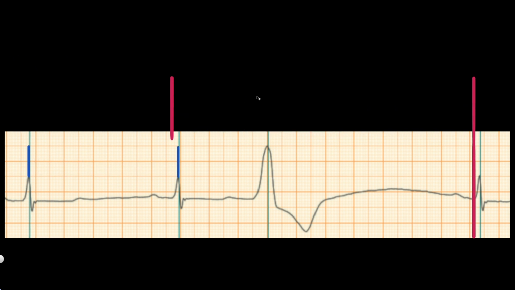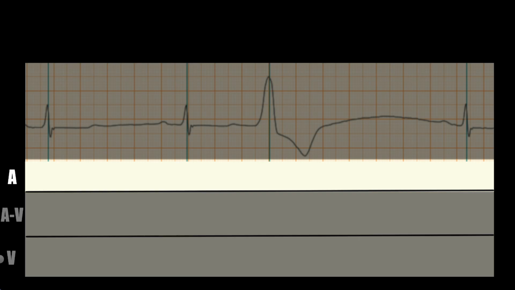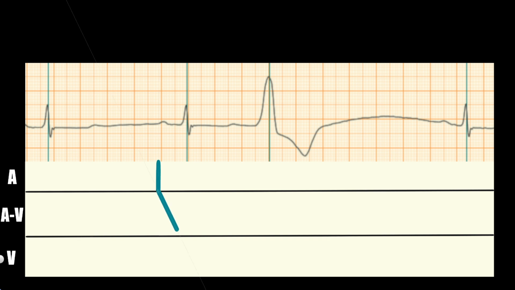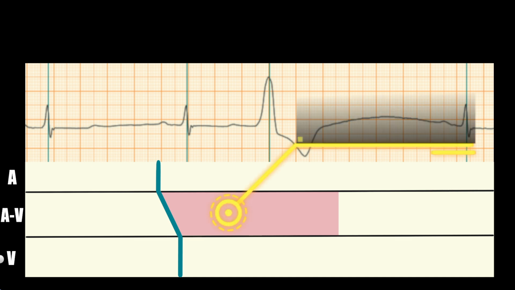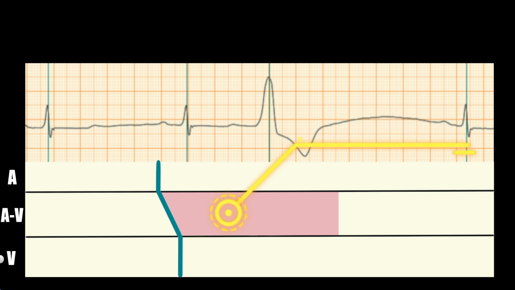Let's explain how the compensatory pause forms. For this we will use a schematic picture of conduction through the atria, AV node and ventricles. The normal sinus impulse goes faster in the atria and ventricles, so we draw a vertical line, and goes slower in the AV node. As a result, the line is inclined. The red zone is the refractory period of the AV node, when it can't conduct any impulses in any direction. Therefore, when the PVC occurs, we mark it with red lines. It can't be conducted retrogradely to the atria due to the refractory period of the AV node.